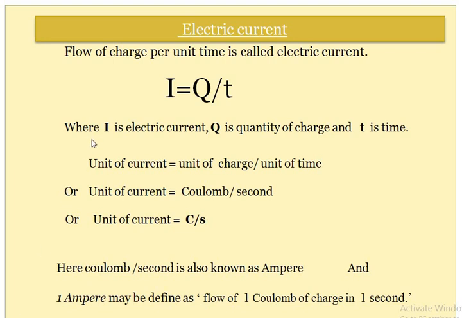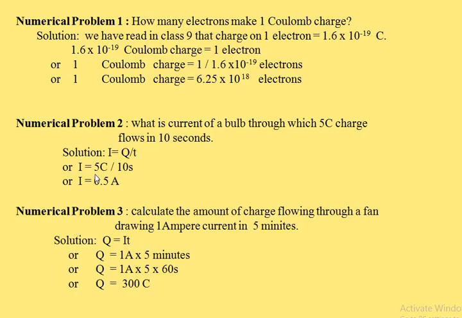So here what are the important things you have to remember? This important formula, I is equal to Q by T, the unit of current, charge and time, as you already know. And you have to learn to solve the numericals based on this formula, and you have to define 1 ampere. Please learn the definition of 1 ampere. Now we'll practice a few numericals on the topic. Here are 3 numericals, very simple, for our practice.